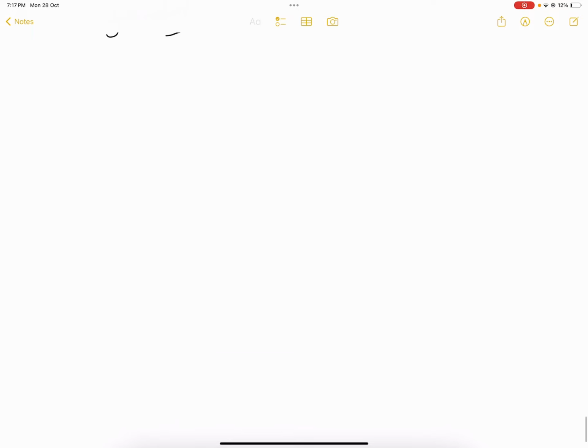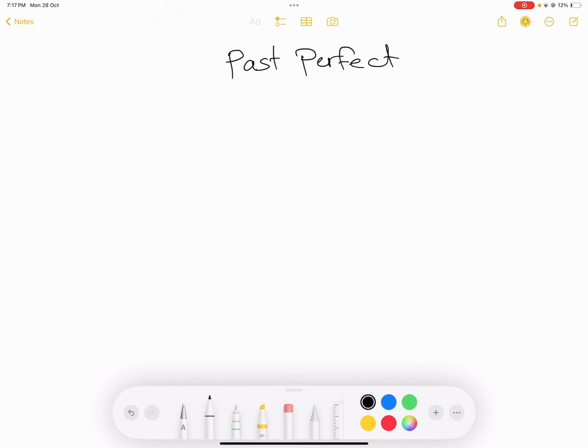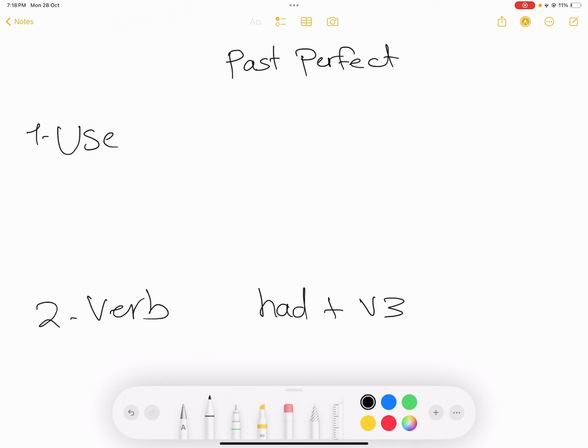Past perfect. How many things do we need to know about any English tense? Two things. Number 1, the use. Number 2, what will happen to the verb? What will happen to the verb in the past perfect is that you're going to add had plus the V3 of the verb. What is V3, for those who forgot?